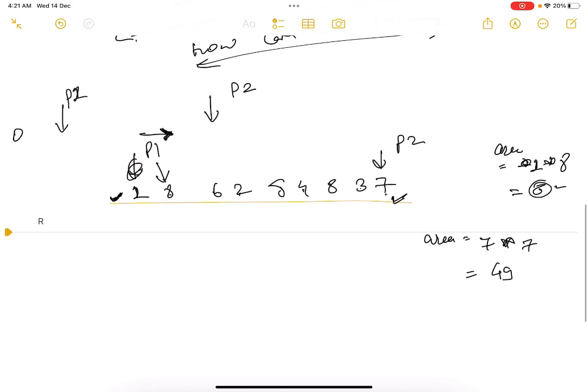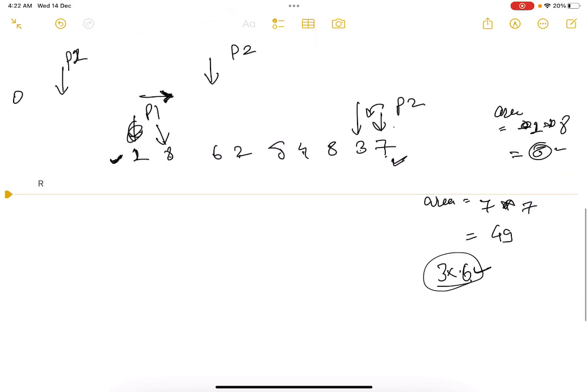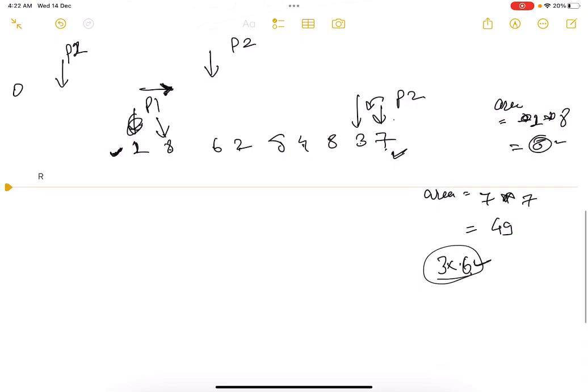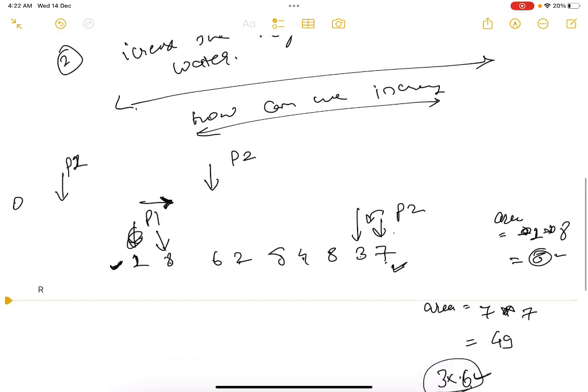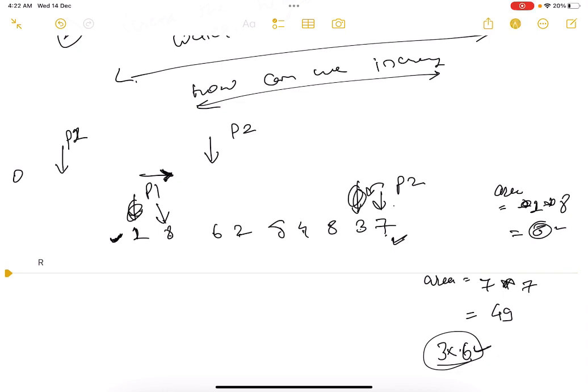And then we know that p2 is smaller. Now we are going to decrease it, so it will point here towards 3, right? And now the minimum is 3, so 3 into 6 would not be greater than 49, right? Because observe here that when we were at 7, why did we increase p1, right?